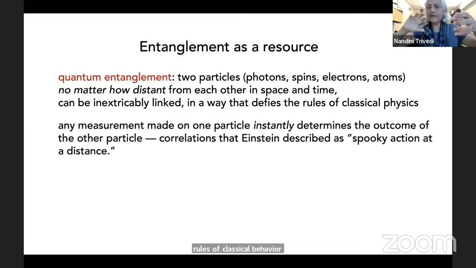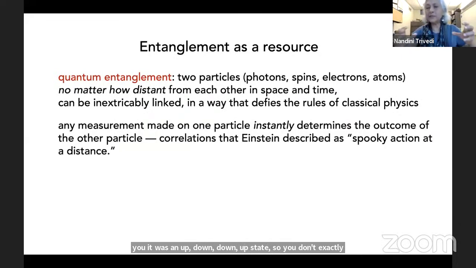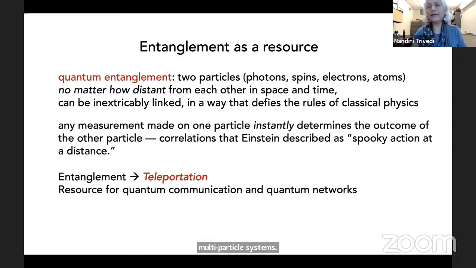one particle, let's say I told you it was an up-down minus down-up state. So you don't exactly know what electron 1 is doing. It's in a linear superposition of these two possibilities. But if electron 1 is measured, then with 100% probability, you know what electron 2 is doing. If 1 is up, 2 is down. If 1 is down, 2 is up. Until the measurement, it is completely a linear superposition, but the measurement determines what 1 is doing and therefore also what 2 is doing, no matter how far apart. So this is what Einstein called the spooky action at a distance. And these correlations can only happen in a quantum system. So we are noticing some new types of correlations in multi-particle systems that appear only in a quantum system.